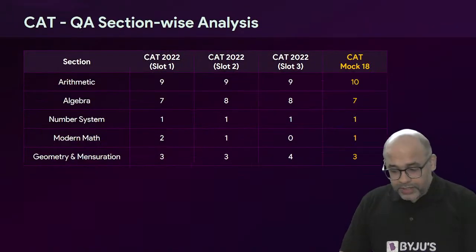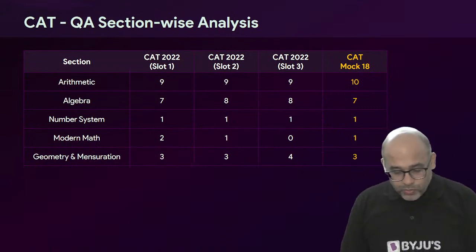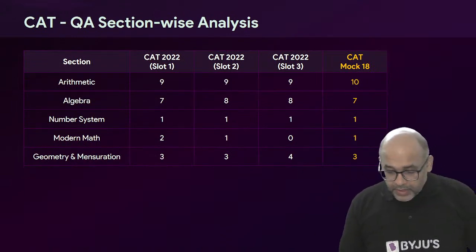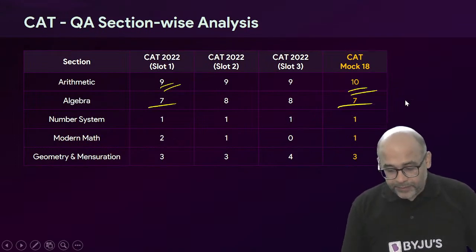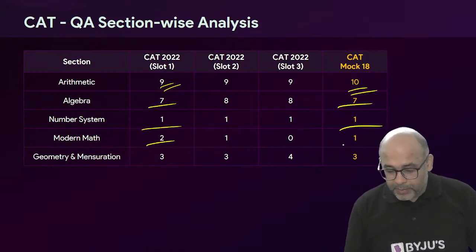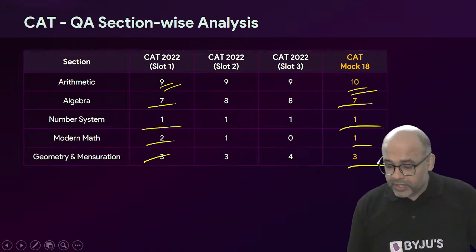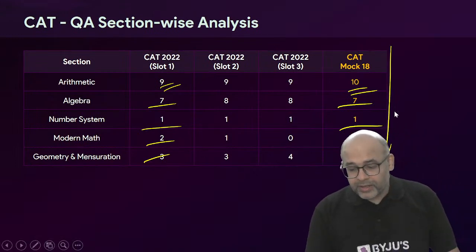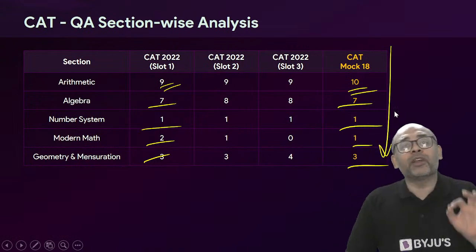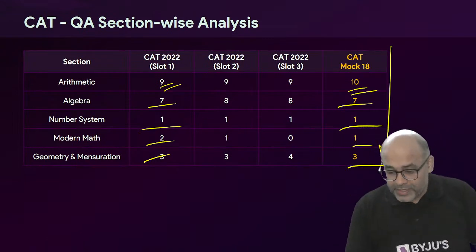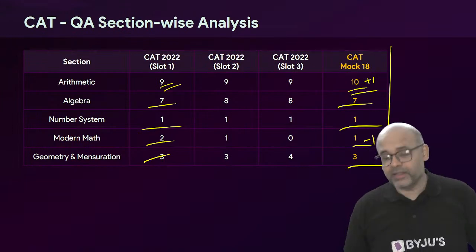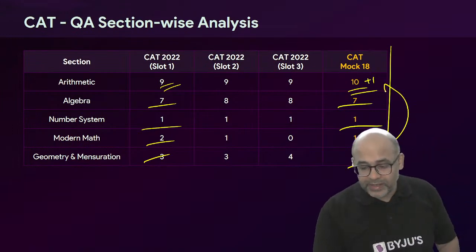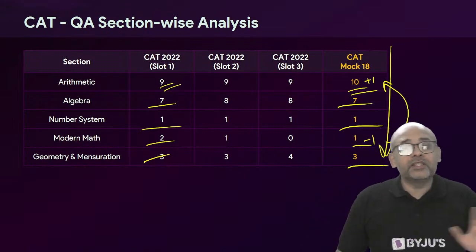Well, in quant, again, we have tried to match what happened last year. Arithmetic was 9. We have given 10. Algebra, we have kept the same. Number system, same. Modern math, we have reduced 1. And geometry and mensuration, we kept the same. So this paper is an exact replica of last year except for that one question. So basically, this is +1 here and this is -1 here. That's the only change. Except for this, the paper is exactly the same.